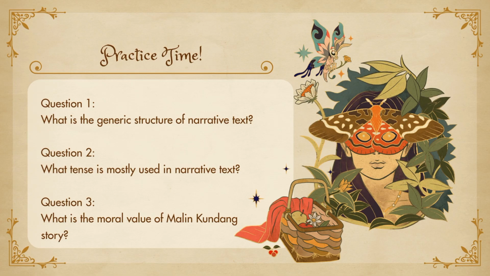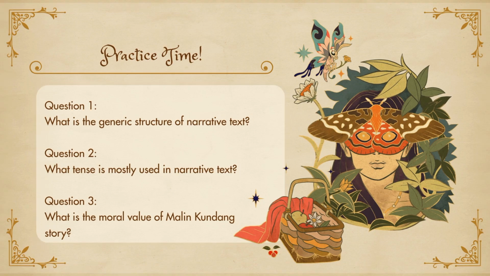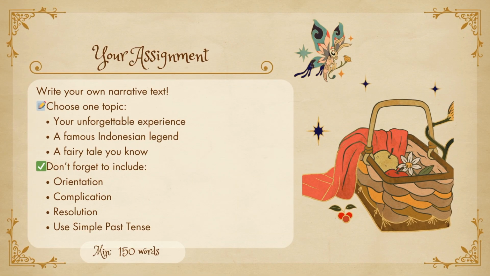Question number 2. What tense is mostly used in narrative text? Yes, simple past tense. Very good. Question number 3. What is the moral value of the Malin Kundang story? Correct. Always respect and love your parents. Excellent job, everyone. Now, before we finish, I have an assignment for you.